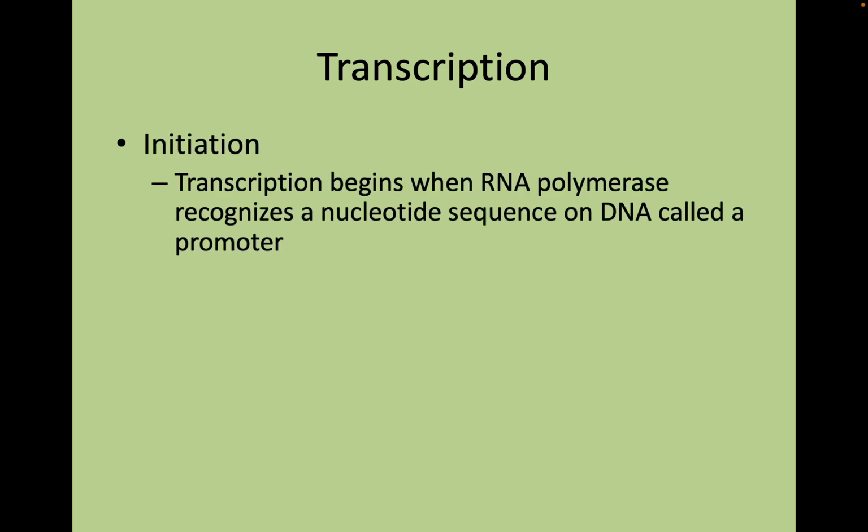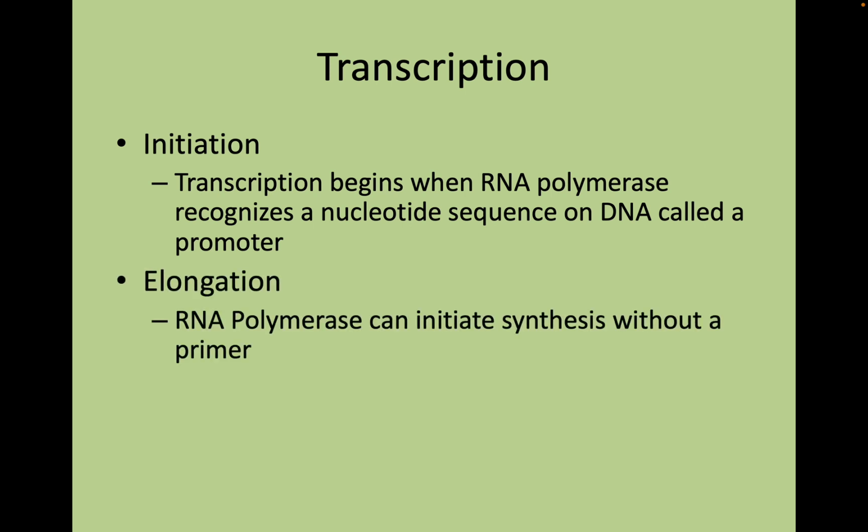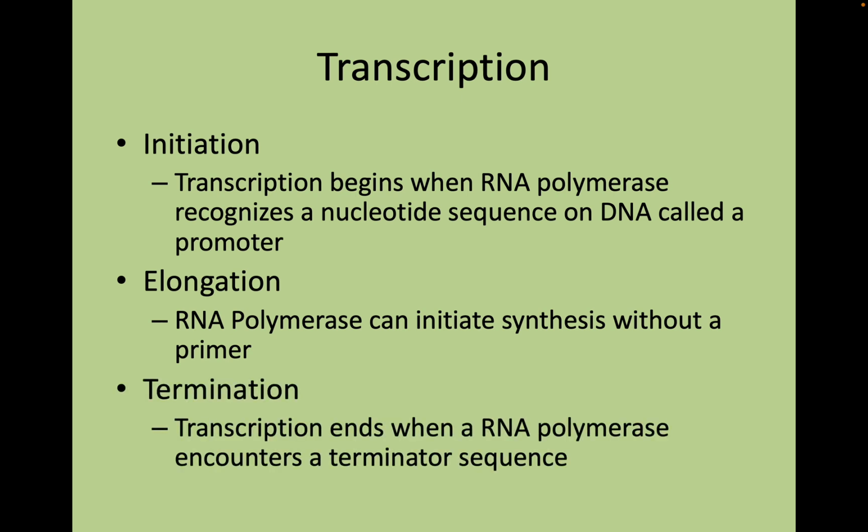So transcription begins when RNA polymerase recognizes a nucleotide sequence on DNA called the promoter. And then elongation can happen when RNA polymerase initiates synthesis without a primer. Finally, termination. Transcription ends when an RNA polymerase encounters a terminator sequence. So transcription begins with initiation, elongation as the RNA molecule is created, and then termination when it's at the end of the RNA.